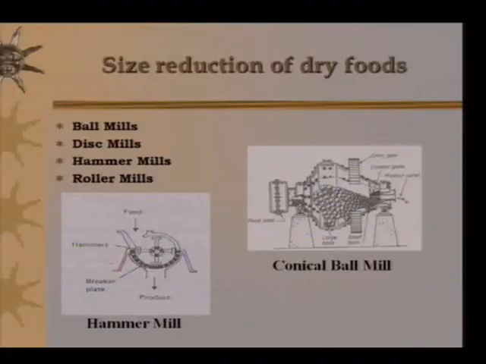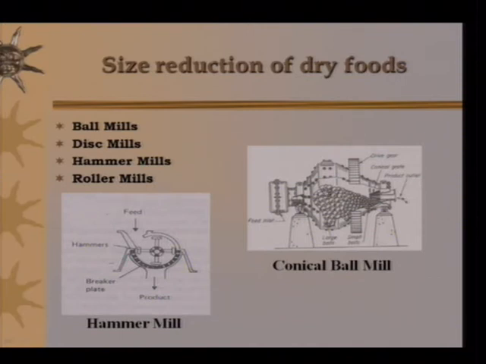Then coming to the size reduction of dry foods. In dry foods we have size reduction equipment like ball mills, disc mills, hammer mills and roller mills. On the left side, if you see, the hammer mill is here. It is used for dry fruit size reduction, which I have already explained to you earlier.